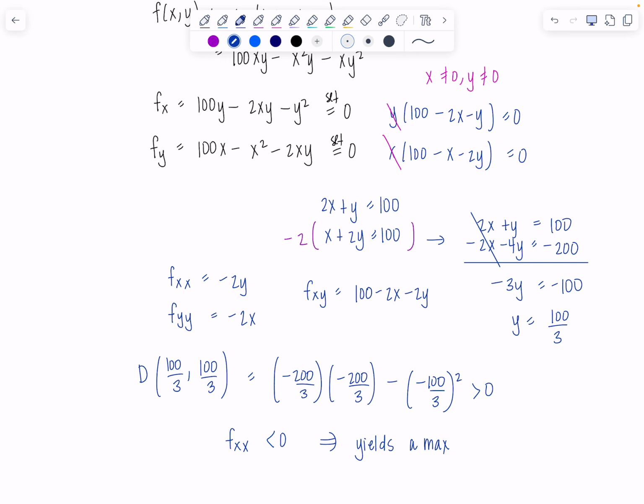Why the greater than 0? Oh, because remember when D is positive, you have to look back at the sign on the second partial with respect to x. If it's greater than 0, then it's a min. If it's less than 0, it's a max. If D is negative, automatically it's a saddle point. Those are my favorite, right?